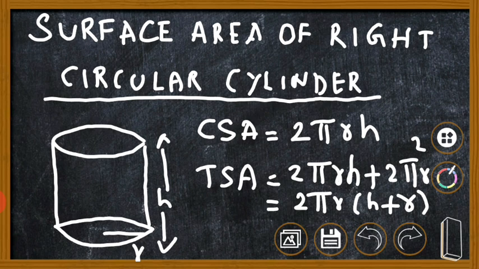So in this topic we have to study CSA of the cylinder. Curved surface area of the cylinder is 2 pi r h, and the total surface area of the cylinder is equal to 2 pi r h plus 2 pi r square. After that we can discuss our exercise 13.2, the first question.